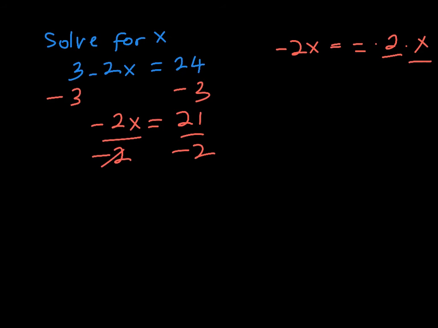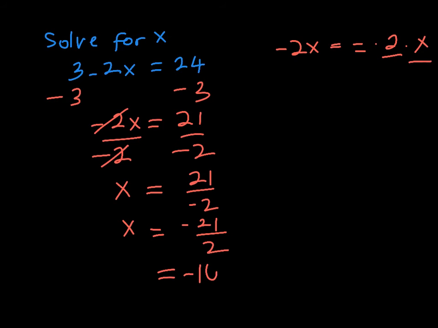So negative 2 and negative 2 cancels out, so we have x is equal to what? 21 divided by negative 2. Okay, so x therefore will be equal to negative 21 over 2. So how many times does 2 go through 21? So that's going to be negative 10. Then we are left with 1 over 2. So x, the value of x, or the solution for x in this equation, is negative 10 and a half.